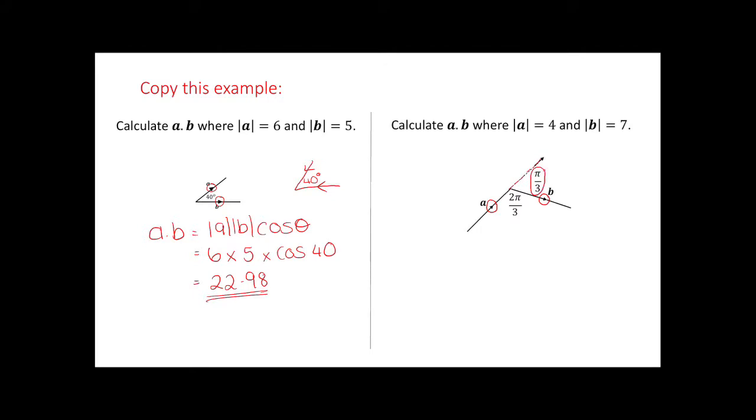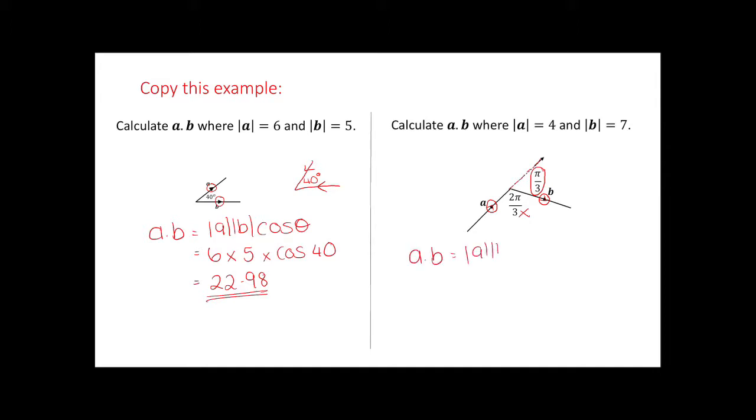So if we know that angles in a straight line add up to 180, or in terms of radians they add up to pi, this angle in here must be pi over 3. We can't use 2 pi over 3 because we've got one angle pointing in and one pointing away, so we have to use pi over 3 for this one. So we can still use the same formula.